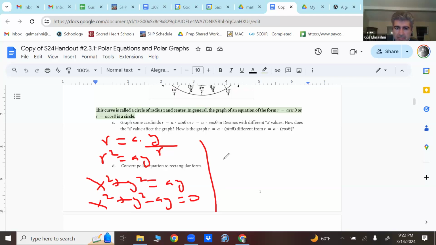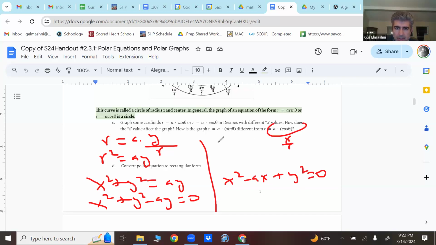I think it's as far as I can go with that. And you kind of do the same thing. It'll be x squared minus ax plus y squared equals 0. If you convert that, because remember that's x over r, and you smooth things over.